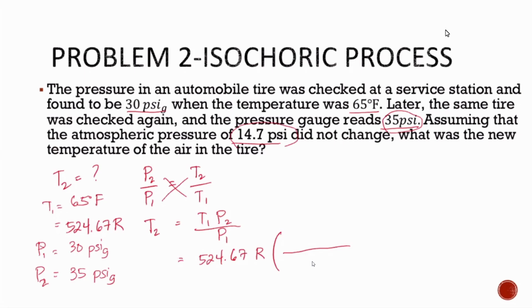So anong value natin? 35 plus 14.7, we have 49.7. Tama. PSI. And 30 plus 14.7, we have 44.7 PSI. So, cancel si units. So, our T2, ano ang ating value in Rankine?